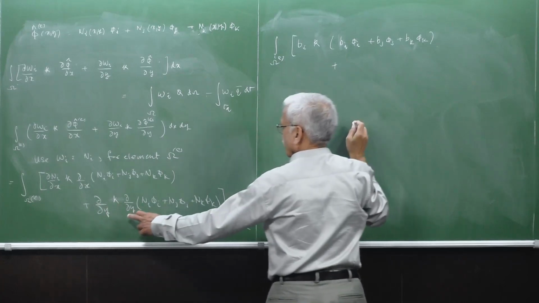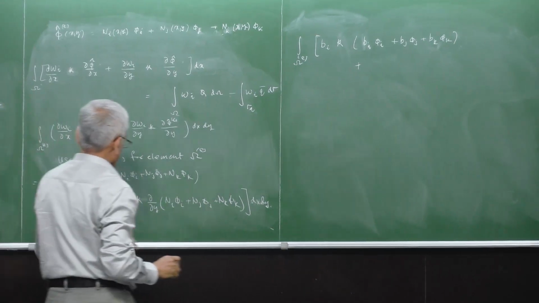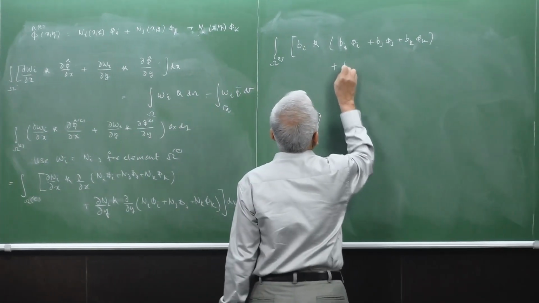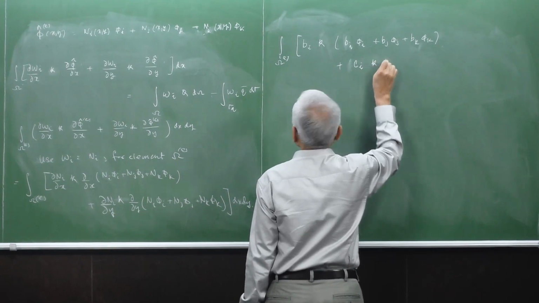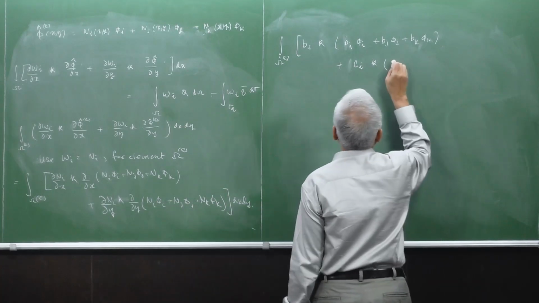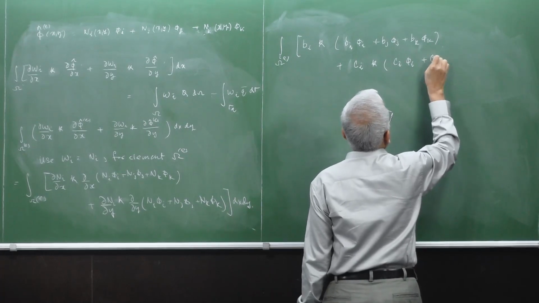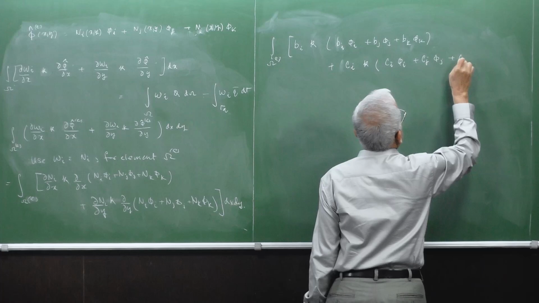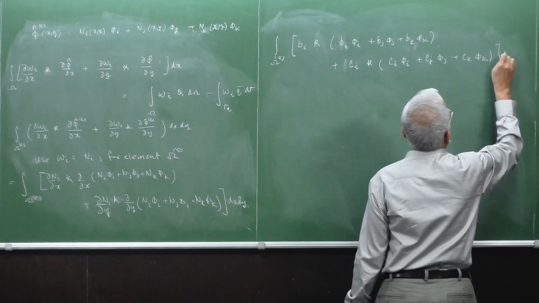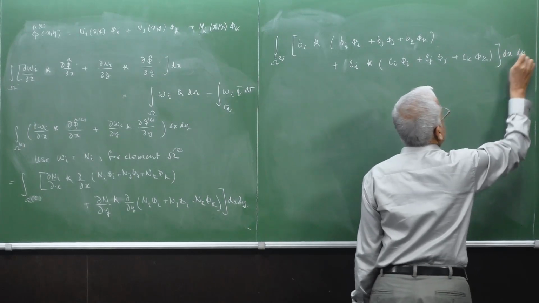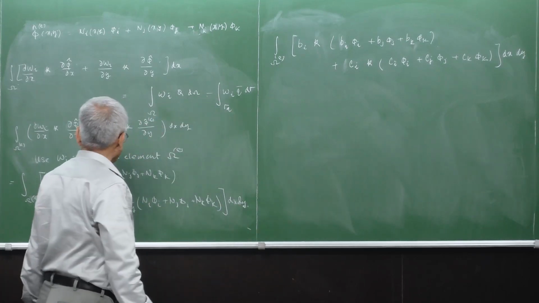And now, sorry, here there is Ni here. Dou Ni by dou y is nothing but ci and k here. And the same thing here, similarly. So it is ci phi i, cj phi j, and ck phi k, times dx dy, right? So we have taken the derivatives.